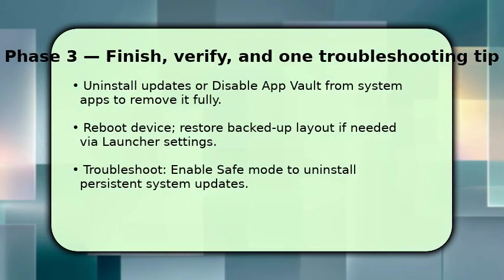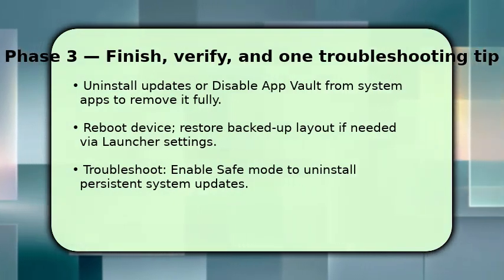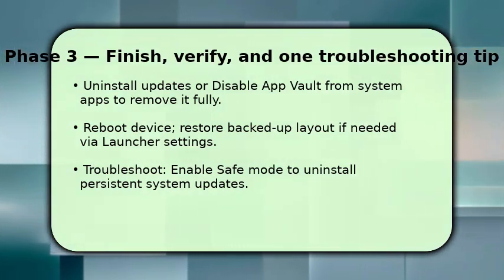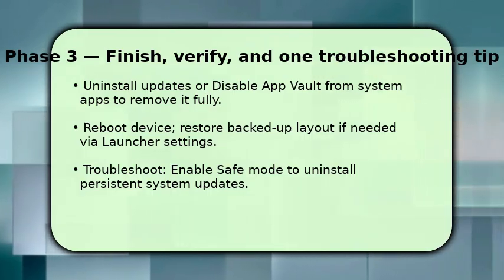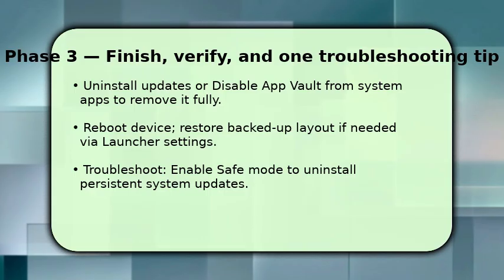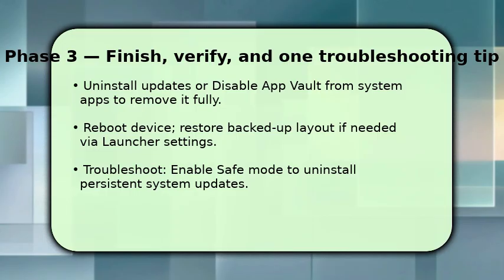You finish by uninstalling updates to Poco Launcher or disabling the App Vault component from system apps. That severs the feature. Once done, reboot the device to apply changes and then restore your saved layout from the backup, making sure icons and gestures return.